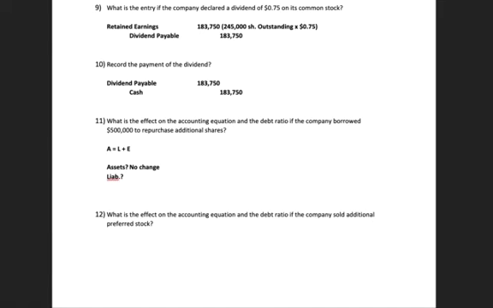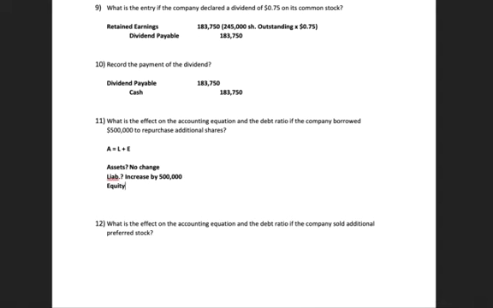Well, yeah, we did have a change. We borrowed $500,000 of debt. So we increase by $500,000. Now, equity is the tricky one, but remember we used that $500,000 to repurchase additional shares.